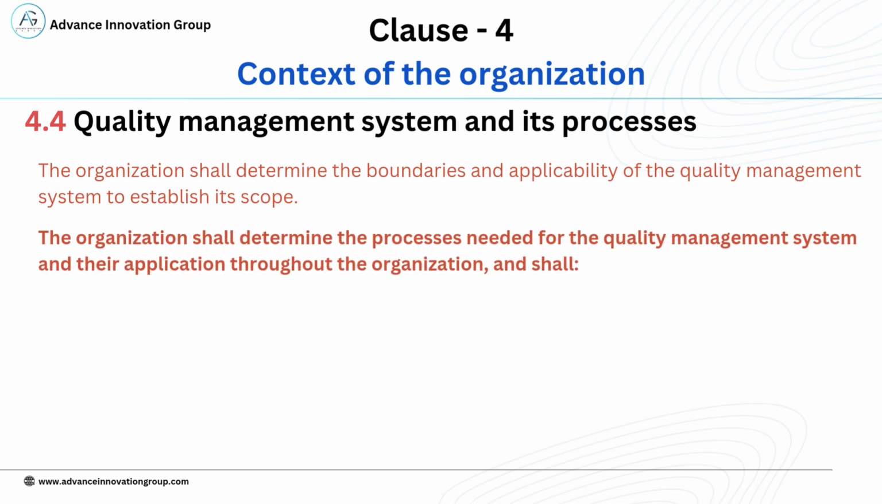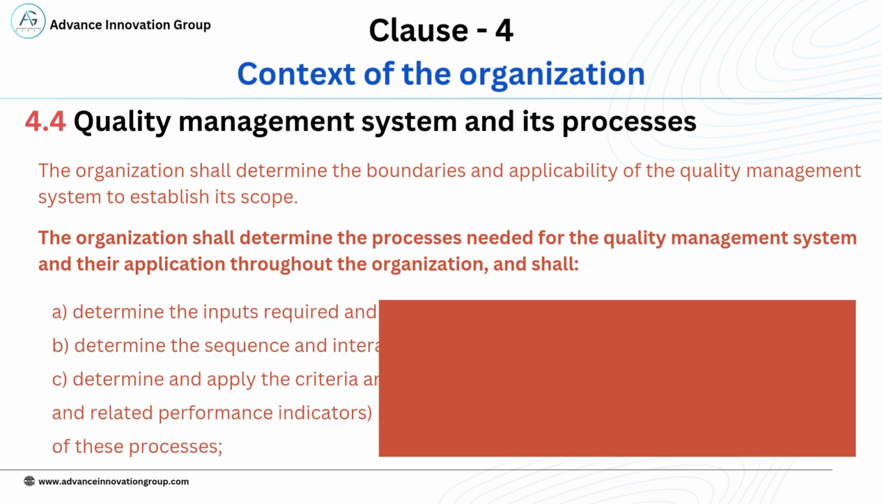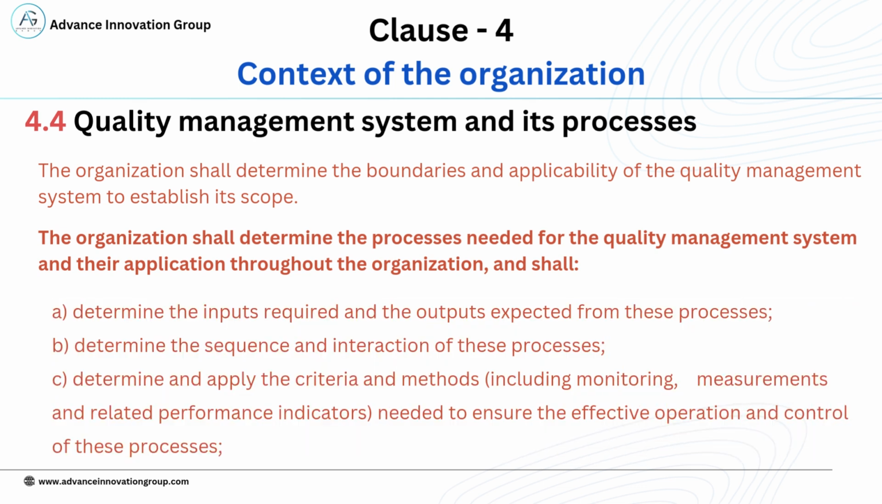The organization shall determine the processes needed for the quality management system and their application throughout the organization, and shall: A. Determine the inputs required and the outputs expected from these processes. B. Determine the sequence and interaction of these processes. C. Determine and apply the criteria and methods, including monitoring, measurements, and related performance indicators, needed to ensure the effective operation and control of these processes.